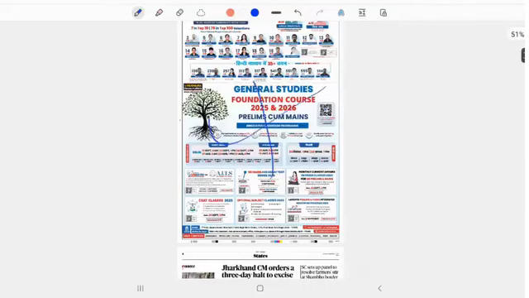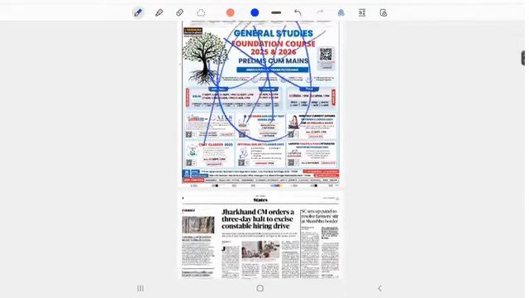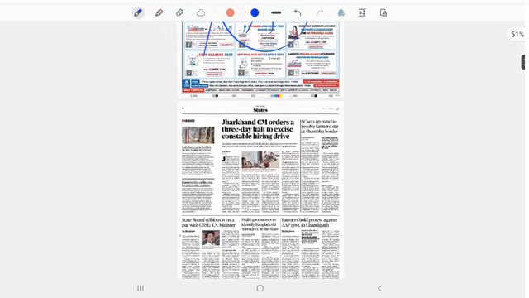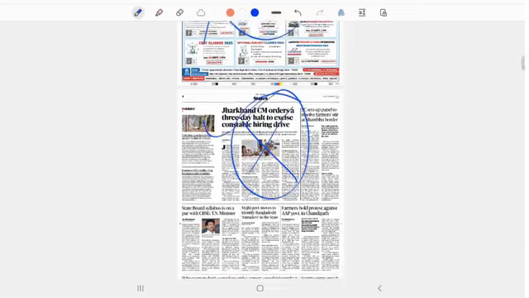see, all these things are marketing. So avoid these also. Jharkhand CM orders 3 days of quick constable hiring drive. This is also not important. This is related to Jharkhand.